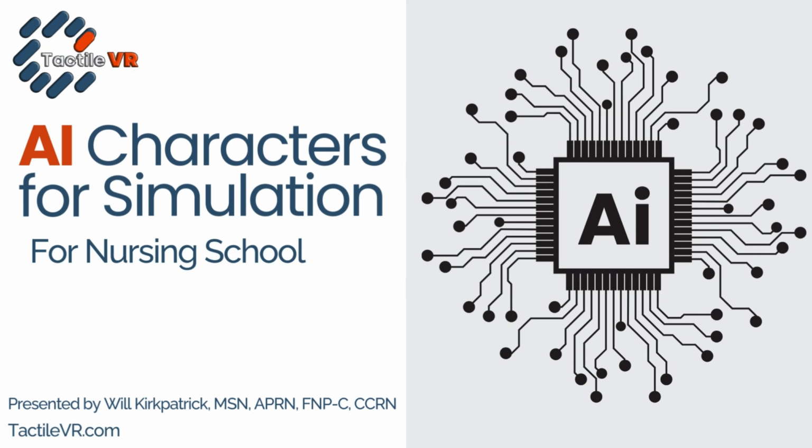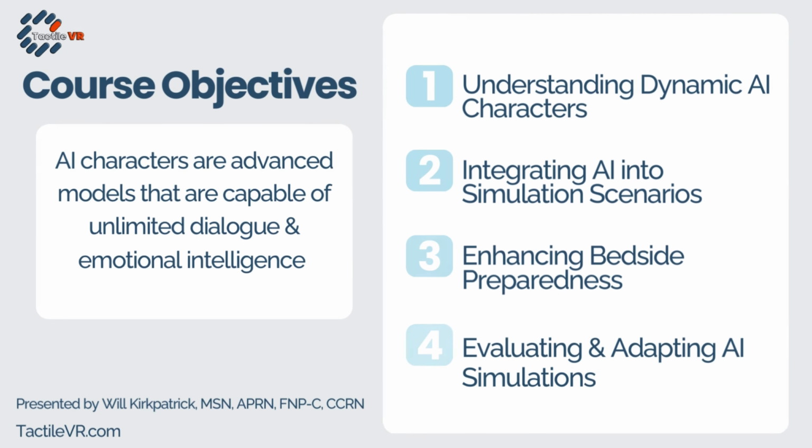And in today's course, we're going to go over AI characters and what they can do for simulation, specifically in nursing schools. Let's first go over the course objectives. AI characters are advanced models that are capable of unlimited dialogue and emotional intelligence. We're going to get into that very deeply. But what are the course objectives?